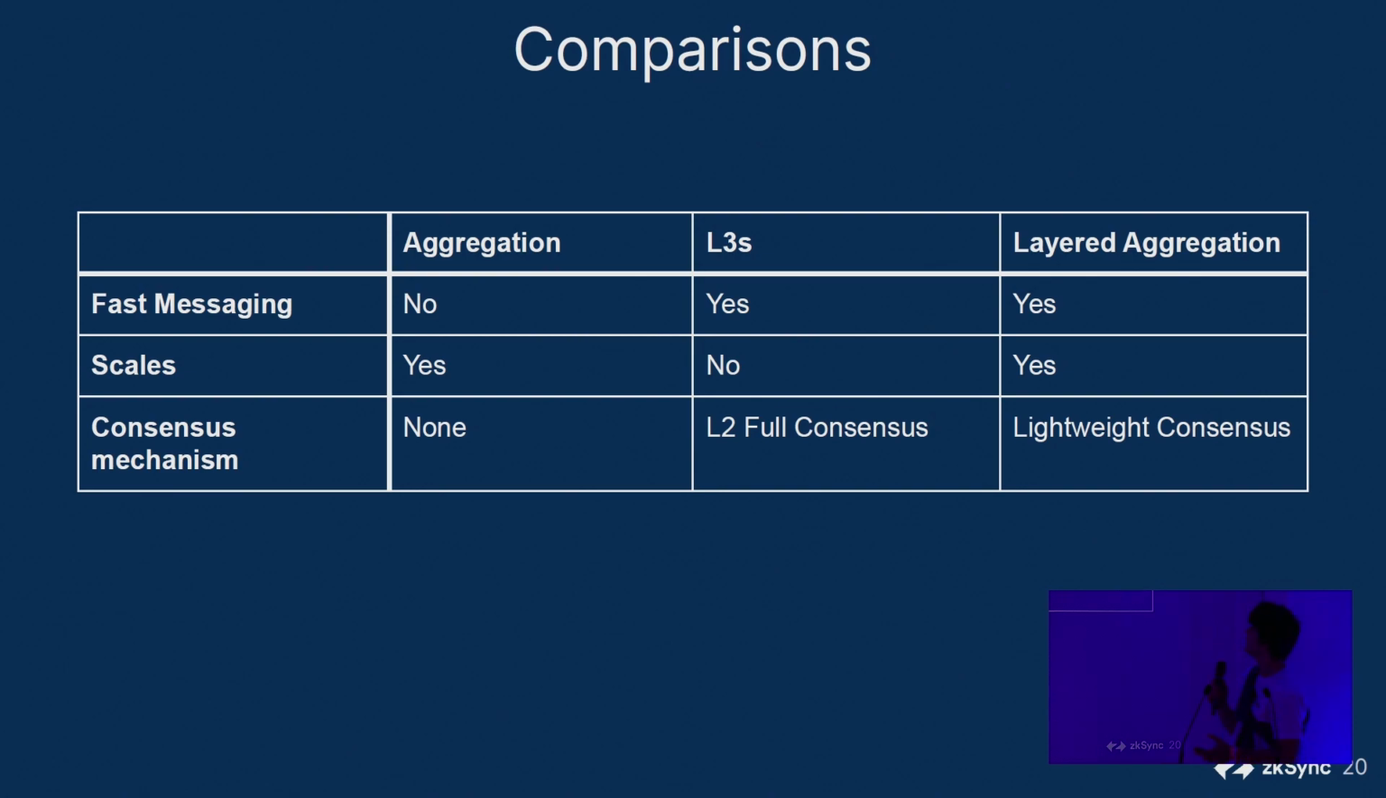fragmentation. Layered aggregation does allow fast messaging. It does scale due to the proofs and proof aggregation, and it only needs a lightweight consensus mechanism, which means that there will be less or no validator fragmentation across this consensus mechanism and the hyperchain layer freeze consensus mechanisms.